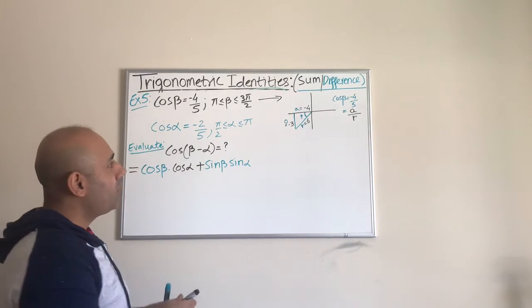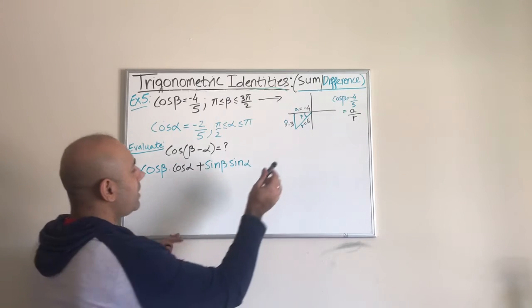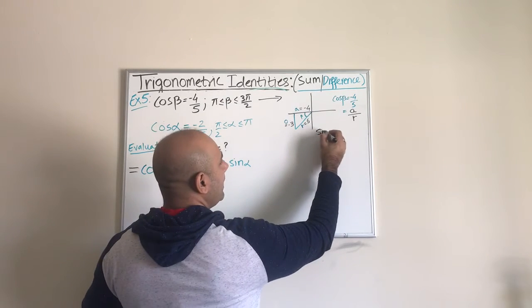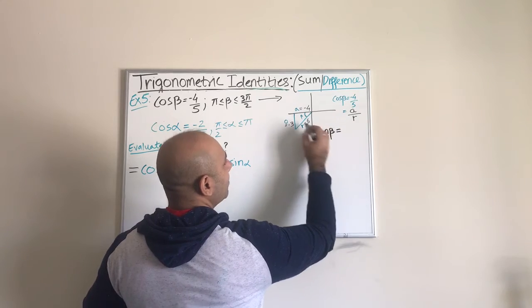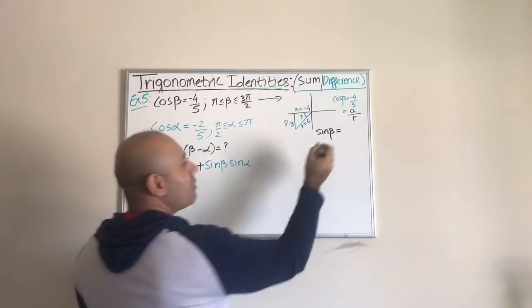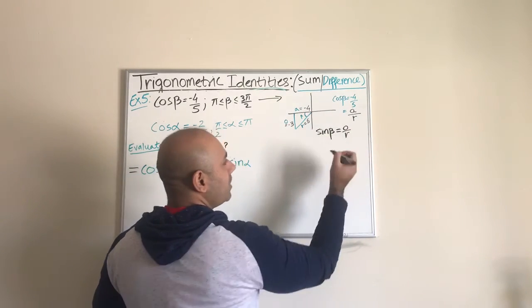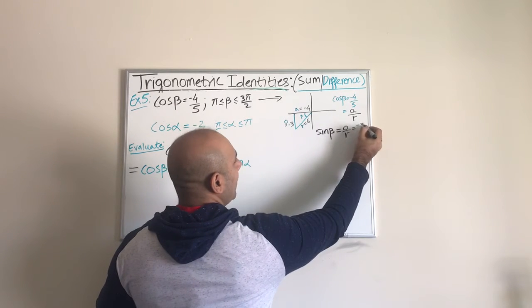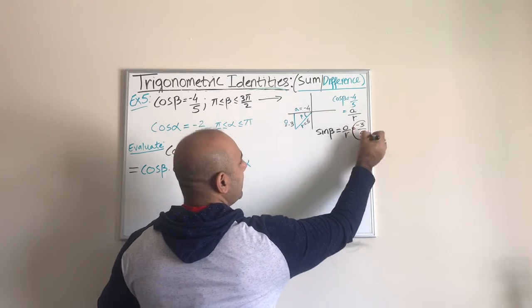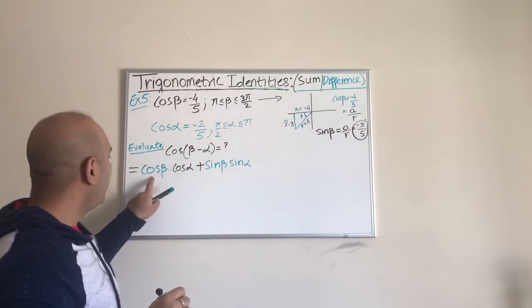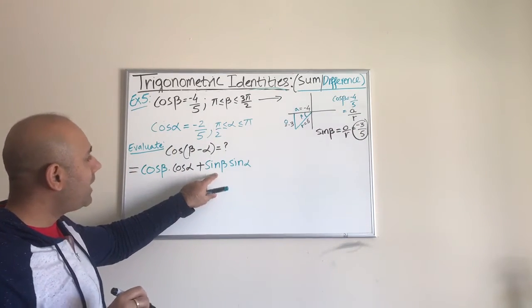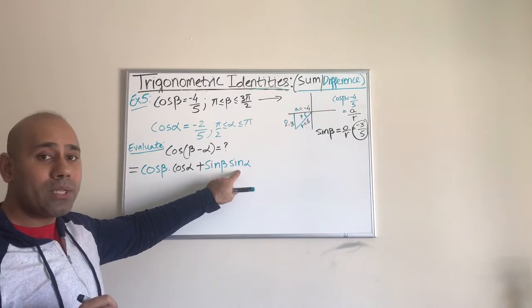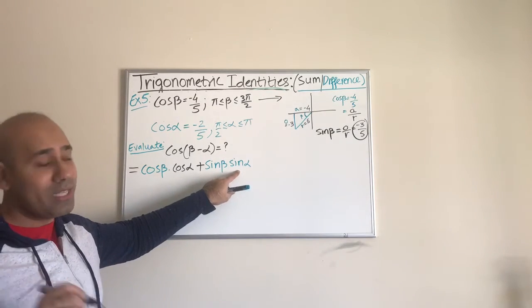So we have the opposite, we have the adjacent, we have the radius. Based on that, we can easily write the sine of beta. Sine of beta is what? It's opposite over hypotenuse, or opposite over r. So in this case, opposite is -3 divided by 5. That is the sine of beta. So we have these two. Now all we need is sine of alpha. Once we have sine of alpha, we put it all together and then simplify.